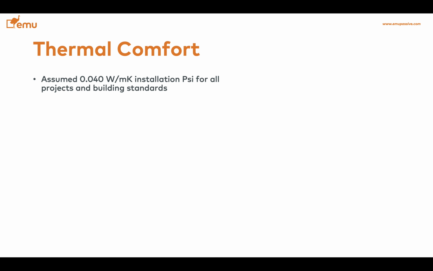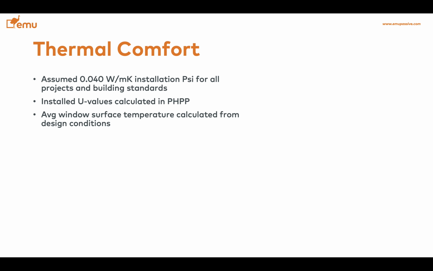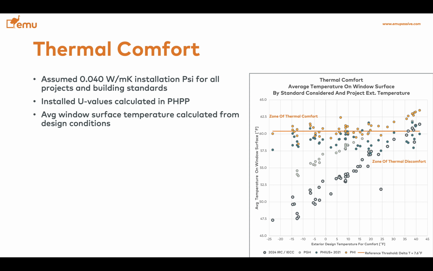The results: we modeled all different standards in PHPP, and we assumed an installation thermal bridge of 0.04 watt per meter Kelvin, which is very generous for non-passive standards, but we wanted to keep it simple. The installed U values were calculated in PHPP, and the average window surface temperature was calculated from the design conditions. And this is what it looks like. At the bottom, on the x-axis, you have the exterior temperature, ranging from -25 all the way up to 45.